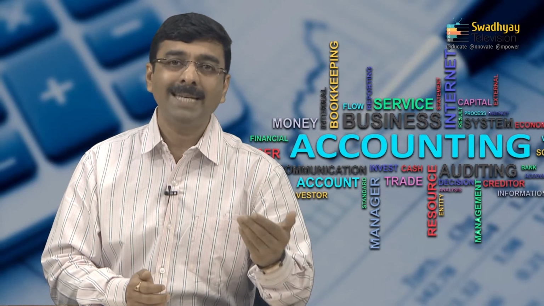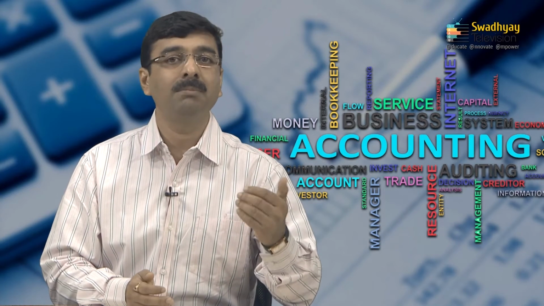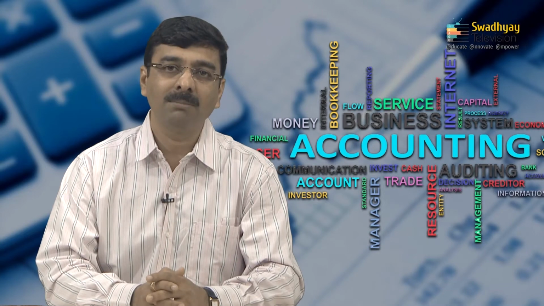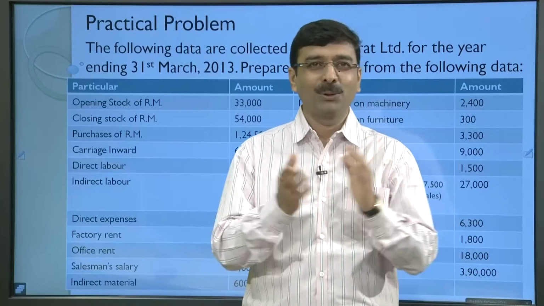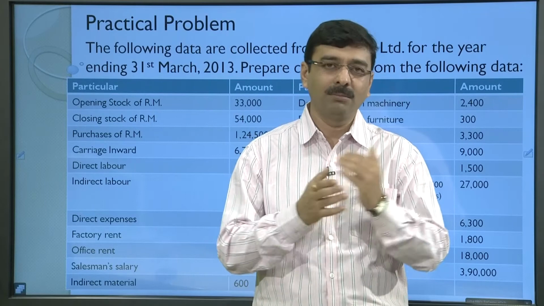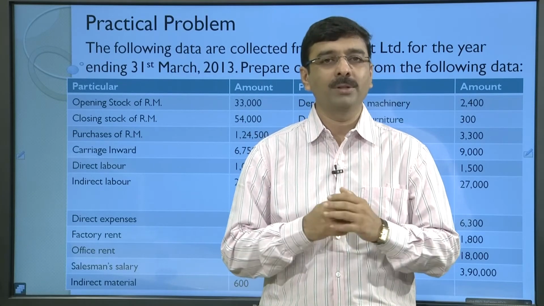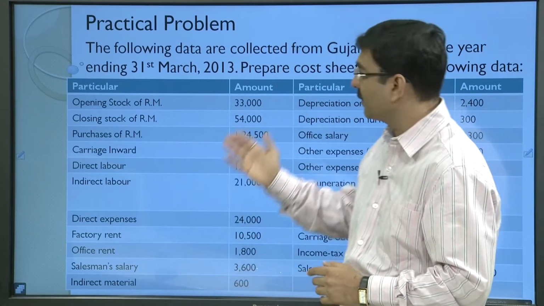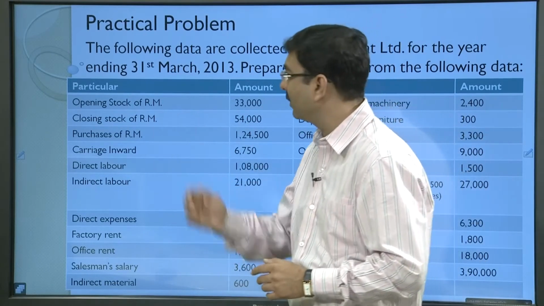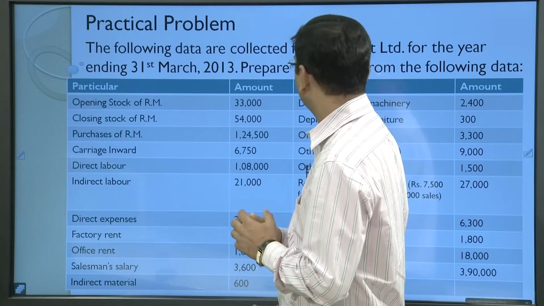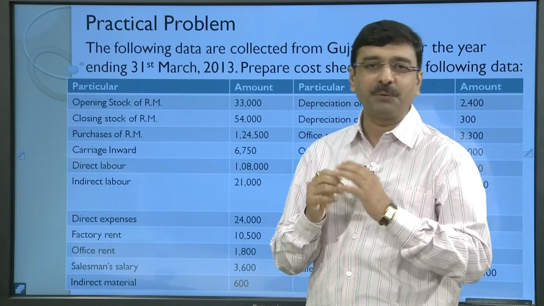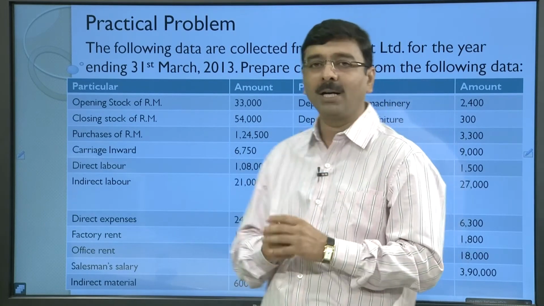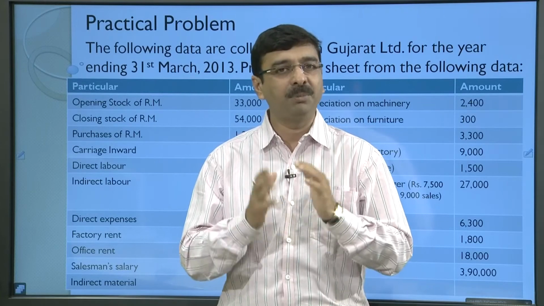Now we will see how questions and problems can be solved in unit costing. Let us see the first problem of unit costing. As we discussed, we will try to resolve the problems one by one according to the methods. This is the first problem regarding unit costing: the following data are collected from Gujarat Limited for the year ending 31st March 2013. From this data we need to prepare a cost sheet for the specific period.